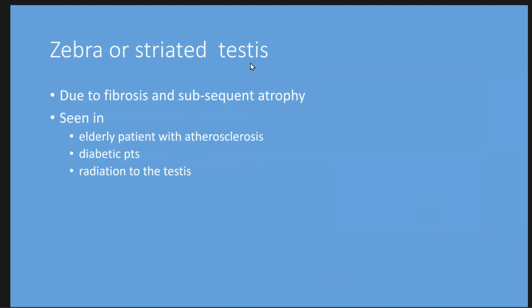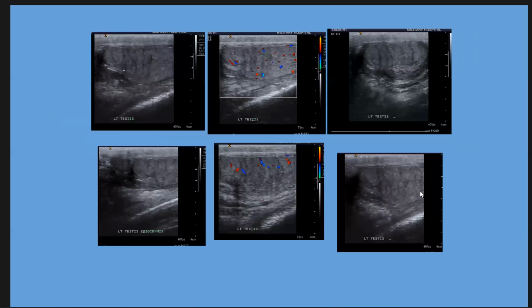Zebra or striated testis is due to fibrosis and subsequent atrophy, seen in elderly patients, in diabetic patients with atherosclerosis, and after radiation to the testis. As we see in this example, striation involving the left testis in this patient.